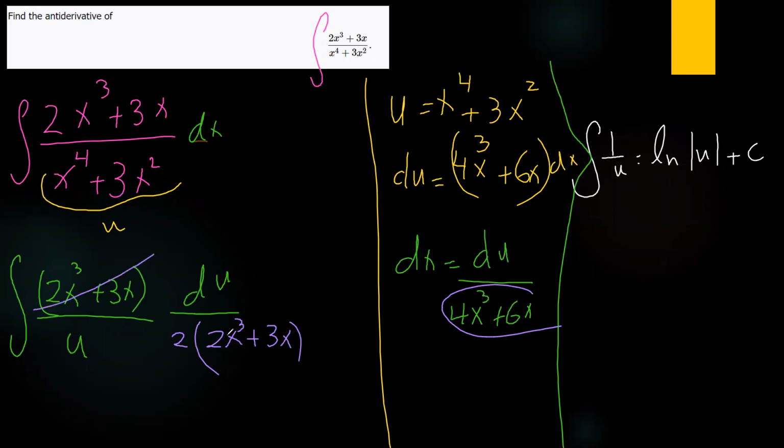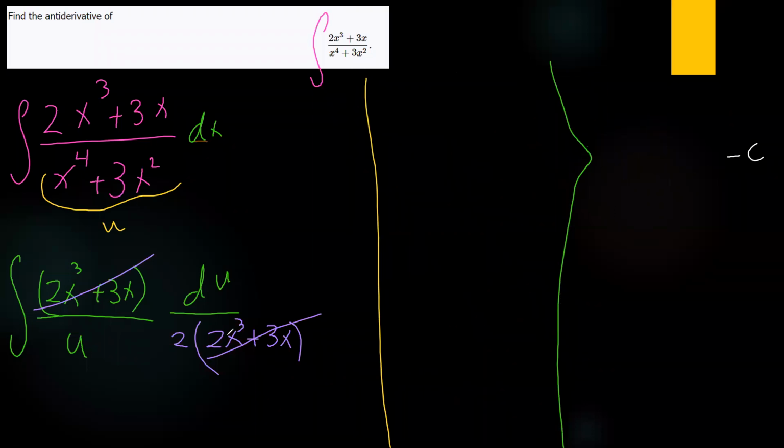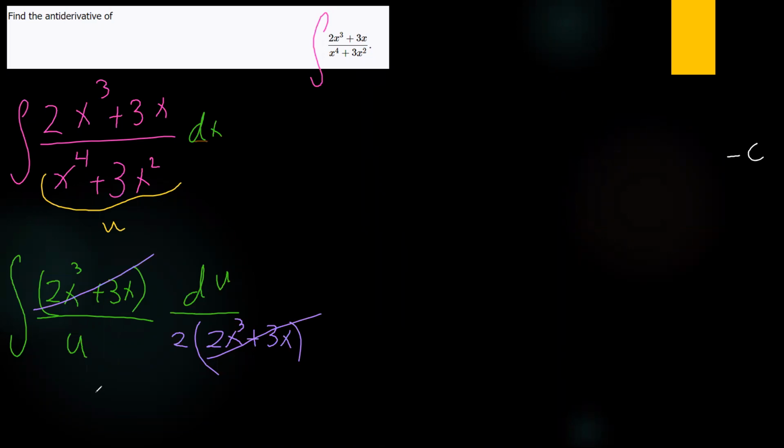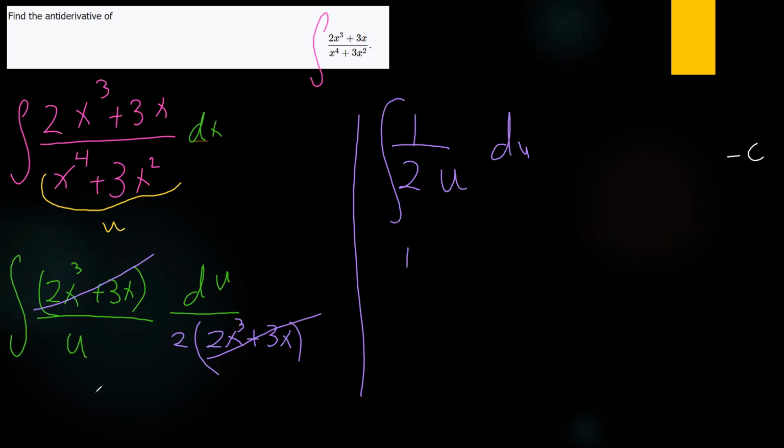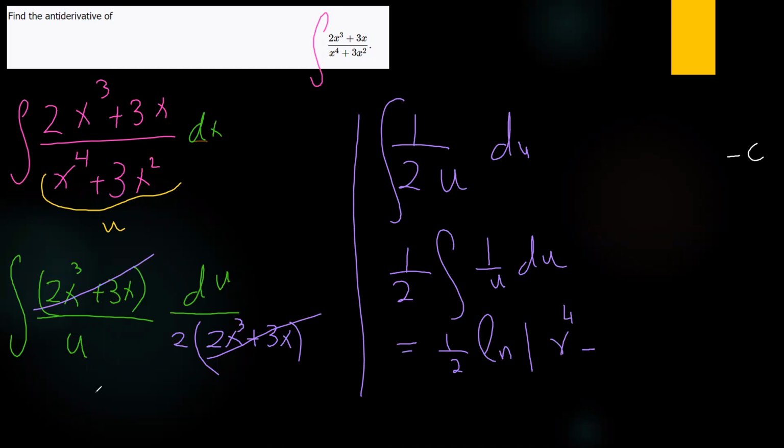Then cancel them. So what do we have now? We have 1 over 2u du. It means half the integration of 1 over u du, which is half ln of the absolute value of u, or half ln of x to the power 4 plus 3x squared, plus c.